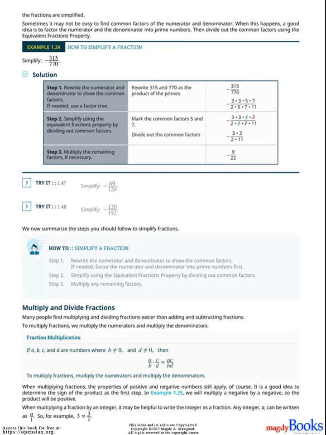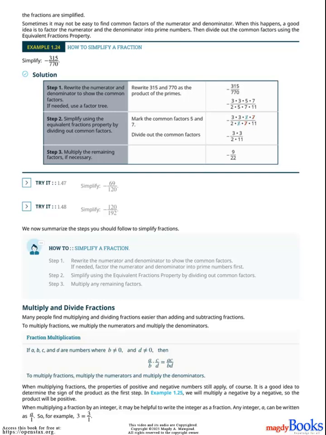1.3.2. Multiply and divide fractions. Many people find multiplying and dividing fractions easier than adding and subtracting fractions. To multiply fractions, we multiply the numerators and multiply the denominators.